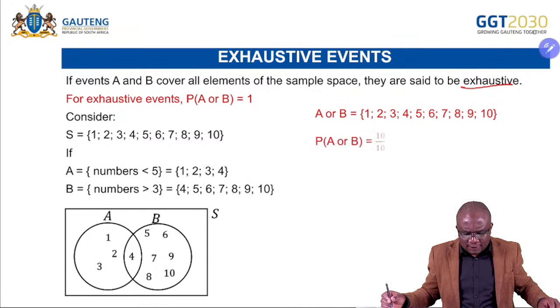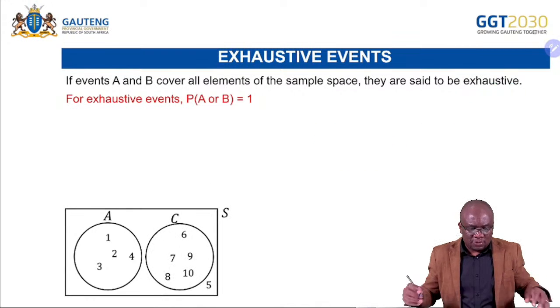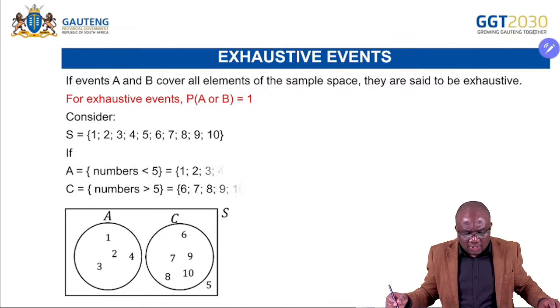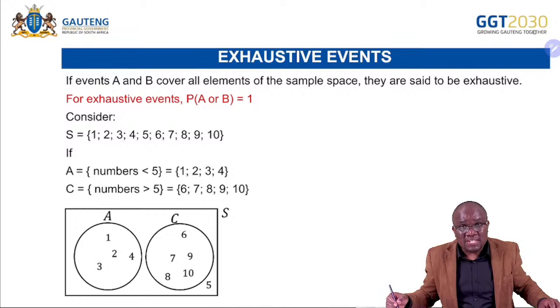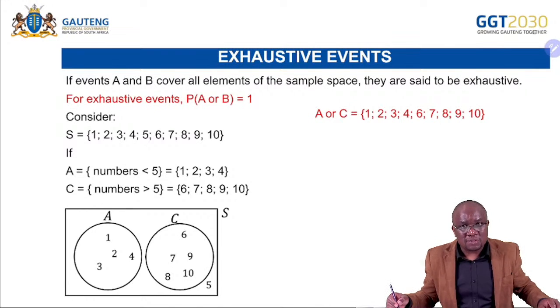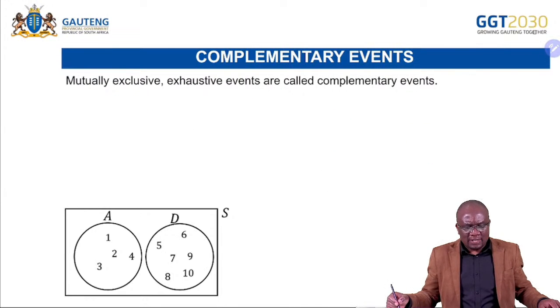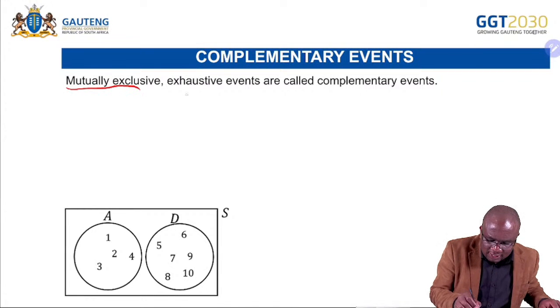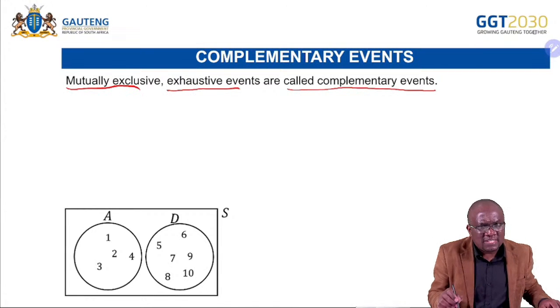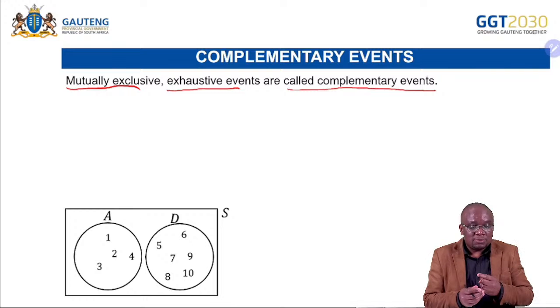And then we have, okay, let me just tell you about these events. Not to worry about a lot of things. We're finishing. And then we have events that are mutually exclusive and are also exhaustive. If events A and B are mutually exclusive and exhaustive, those two events are called complementary events. That's what I was rushing to.